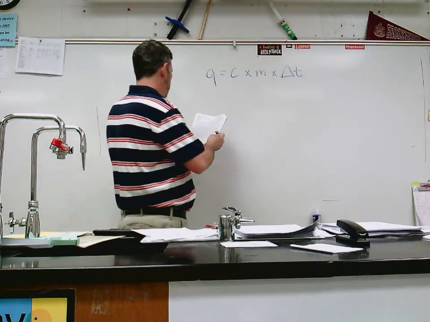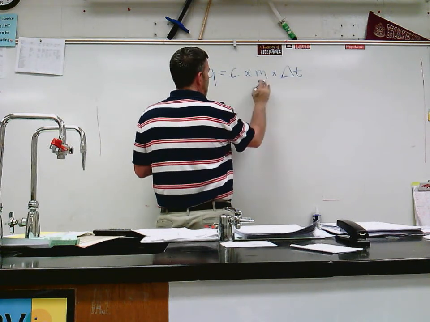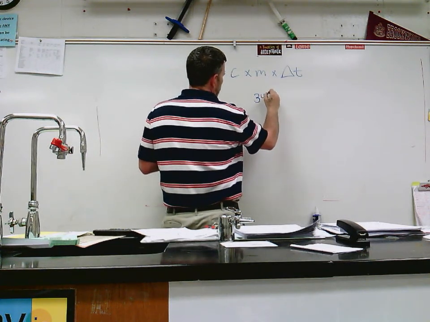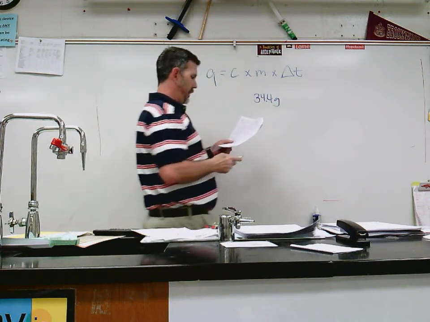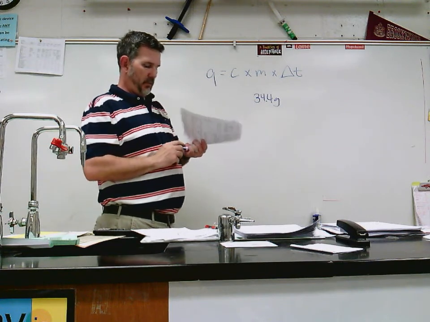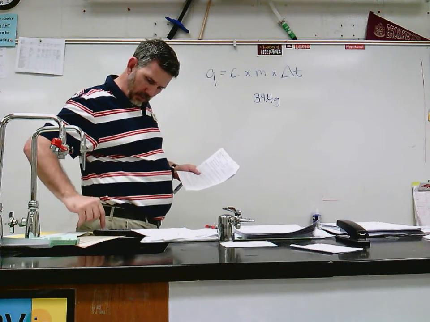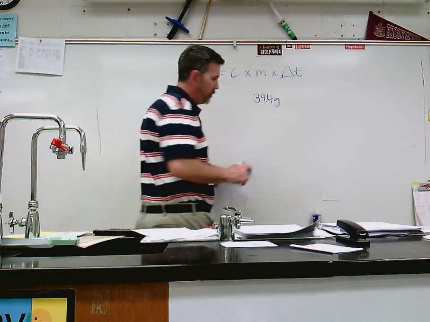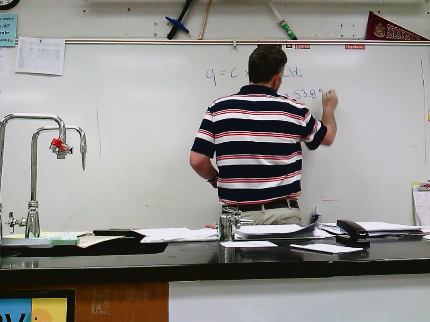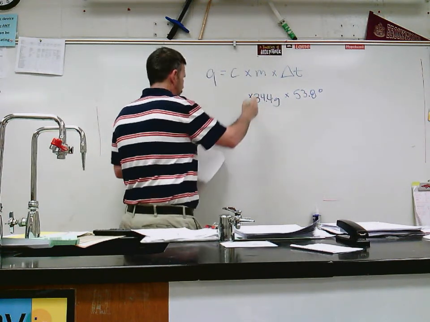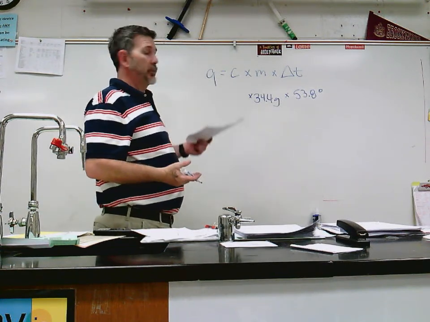All right. Okay, at the temperature, 34.4 grams of ethanol. So I have a mass, 34.4 grams. From 25 to 78.8, so 78.8 minus 25 equals my delta T, which is 53.8 degrees change. Notice I haven't even looked at what they're looking for yet. I'm just adding numbers to this.